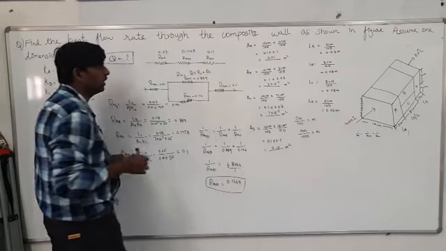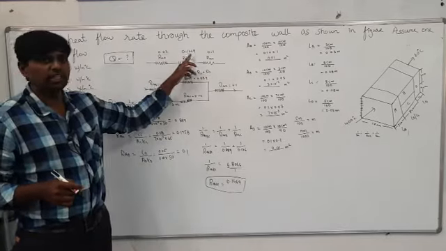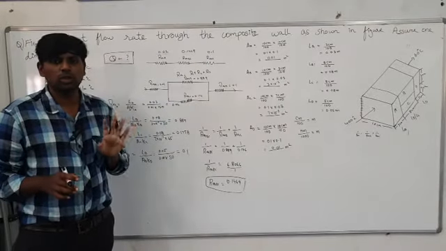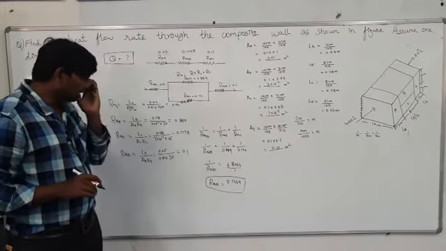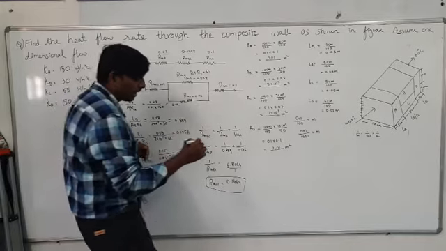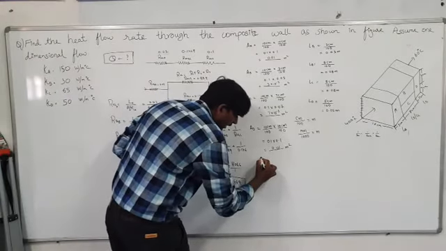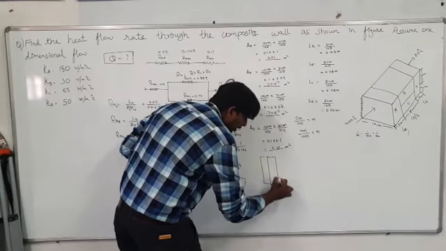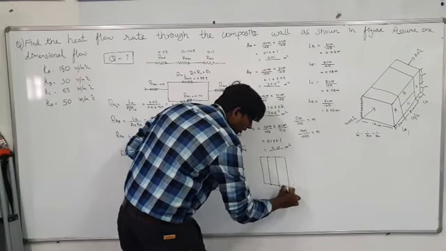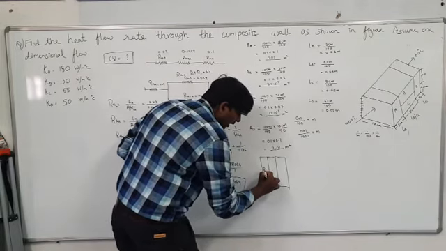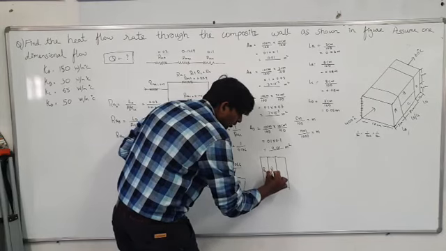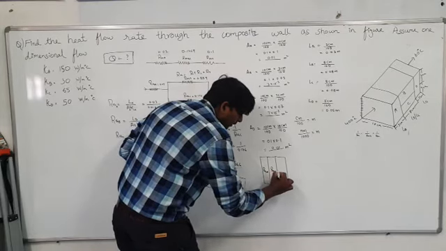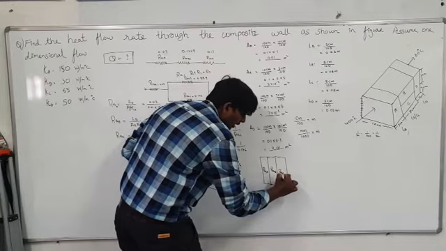This is the RTHA, RTHBC and RTHD. Here you have the series connection. Series connection means you can draw the diagram like this. This is component A, this is component B, and this is component C. This one is known as RTHA, this one is known as RTHBC, and this one is known as RTHD.